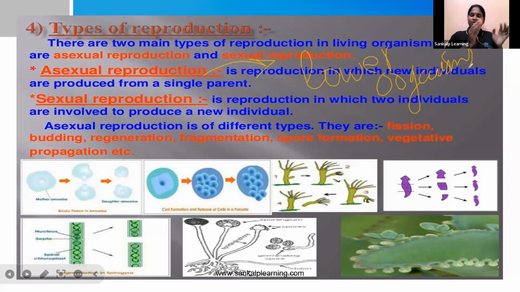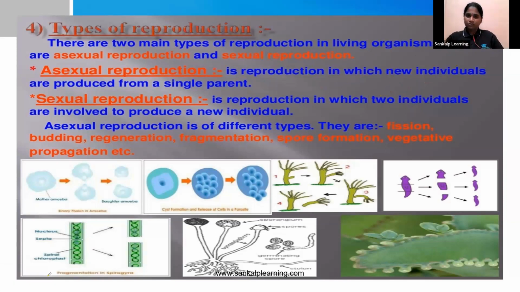So here the offspring which is born will be exactly the Xerox copy of the parent, because there will be no fusion of gametes, no two separate individuals, and no formation of a zygote. So that is why this is called asexual reproduction.